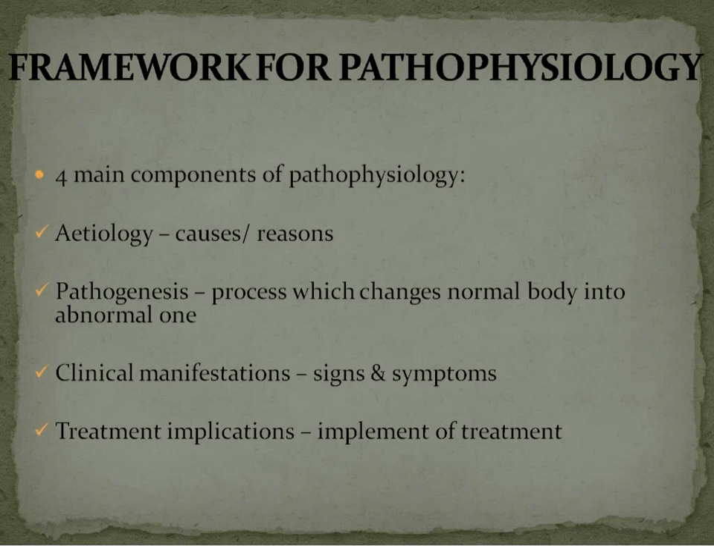Okay, so these are the 4 main components that you need to cover in every single disease when we talk about pathophysiology. So if the question asks for the framework for pathophysiology, then you have to write these 4 components. If the exam paper says write the framework for pathophysiology, then these are the things that you need to write. Okay, clear? Questions?